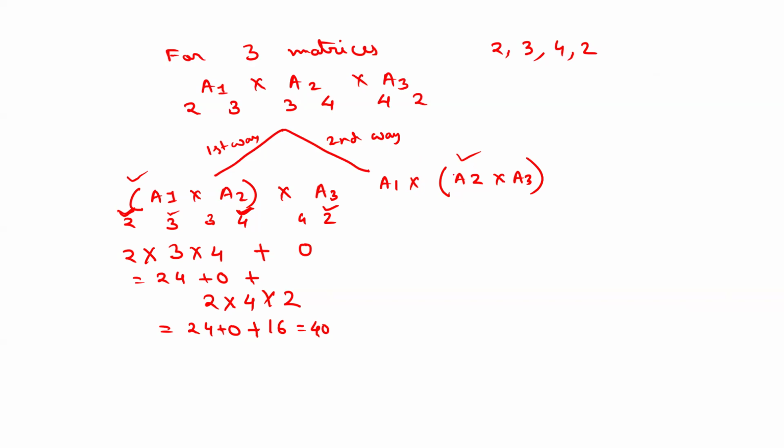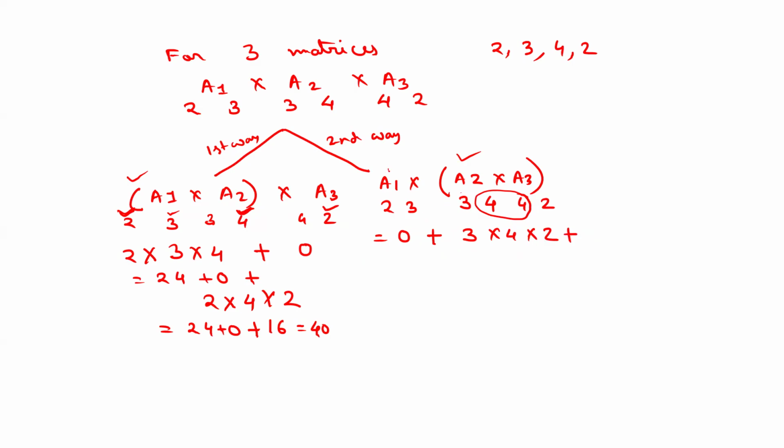Similarly, here we calculate these three matrices in another way. Here the dimension of A1 is 2 cross 3, the dimension of A2 is 3 cross 4, and A3 is 4 cross 2. So first, A1 is multiplied with itself, so 0, plus A2 multiplied with A3. What is the total number of multiplications? 3 cross 4 cross 2. This is the same. So 3 cross 4 cross 2.